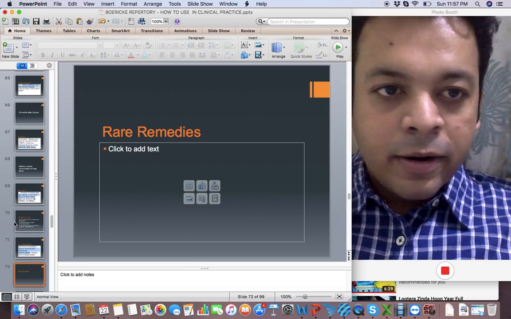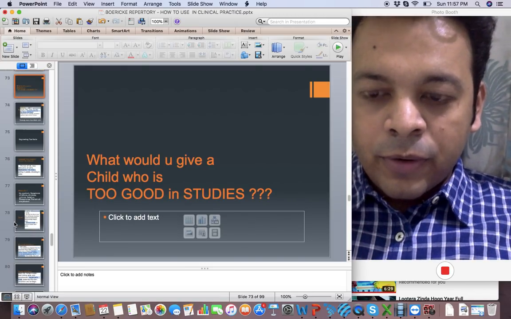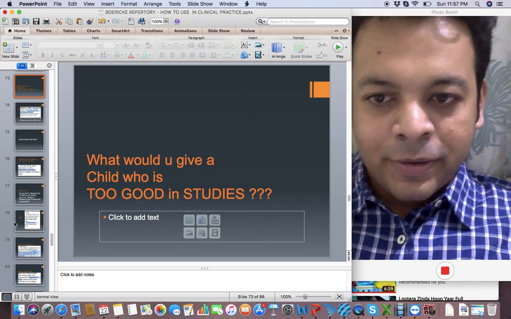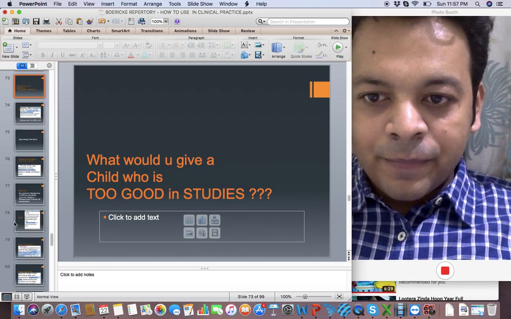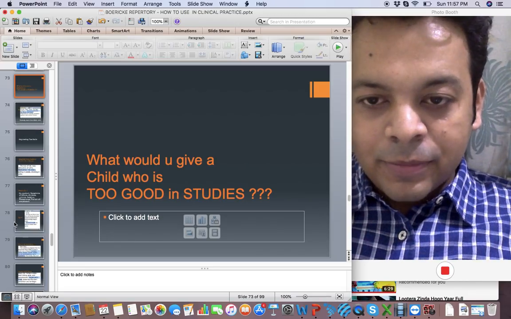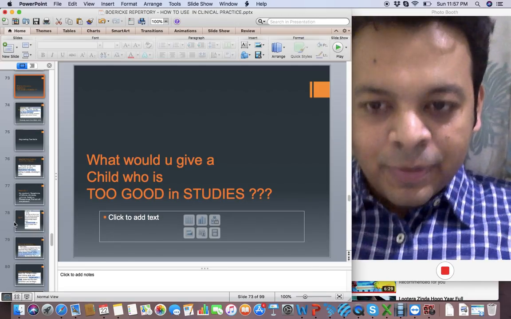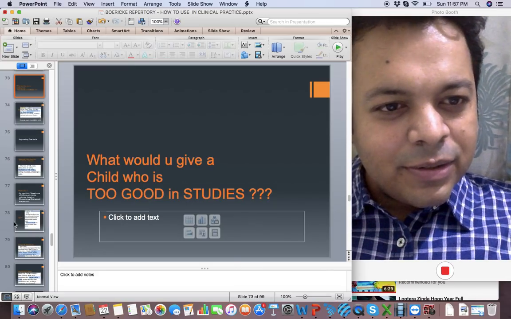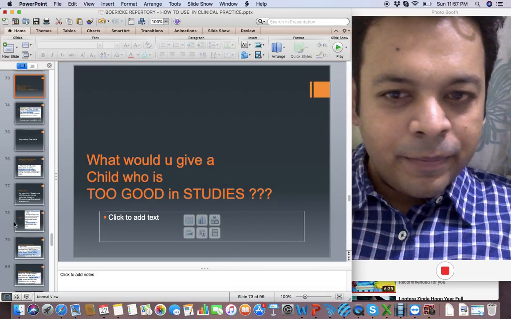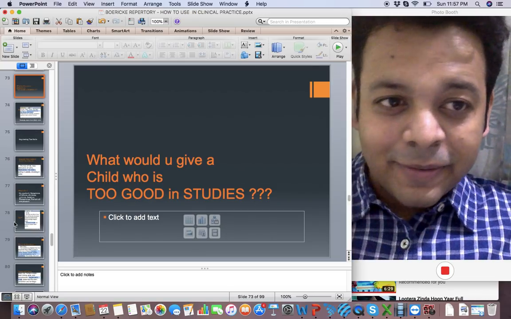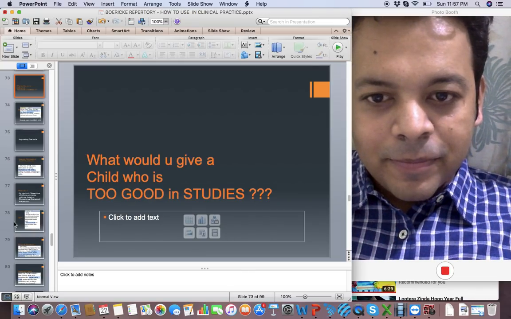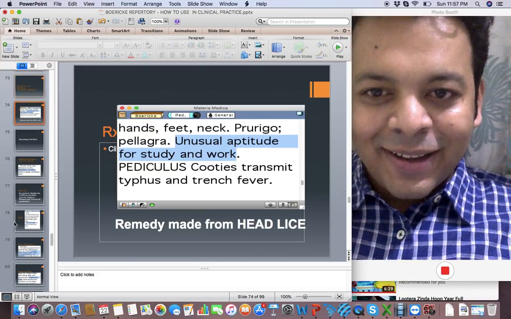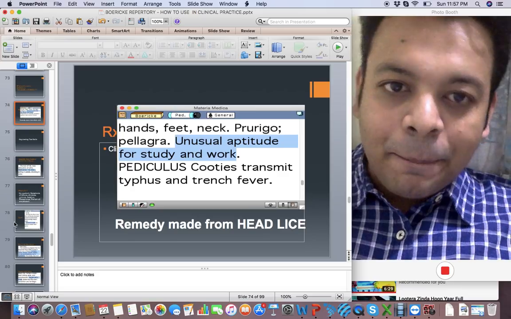Also, there are many rare remedies in Boericke. For example, let me ask you one thing. You have to tell me the answer for this without me repeating. Which is a remedy? Suppose a patient comes and the child has a lot of eczema and the mother says that he's just very good in studies. If he just reads something, he'll remember it for a lifetime. Think. You ask your teacher about this, they will tell you. Or they won't. Okay. The remedy is Pediculus capitis.